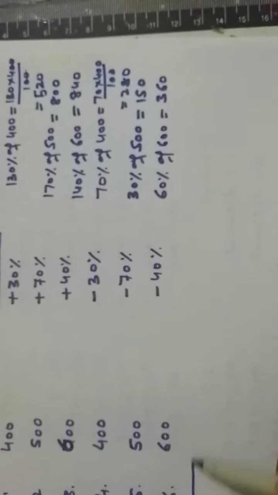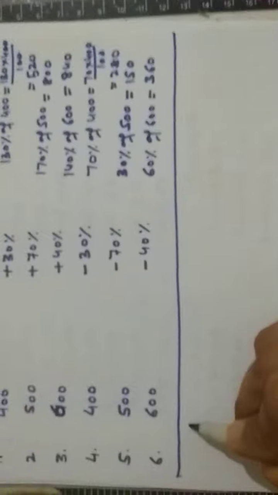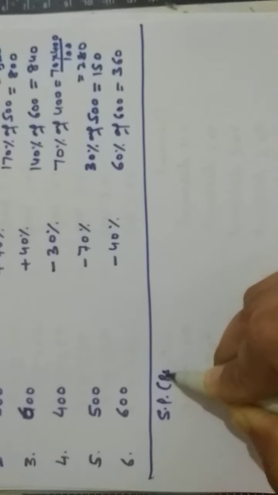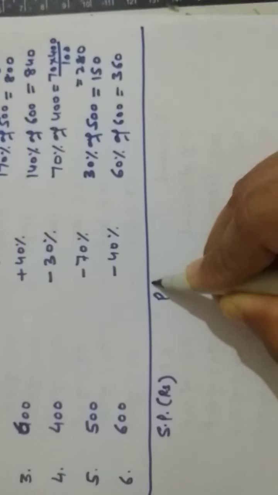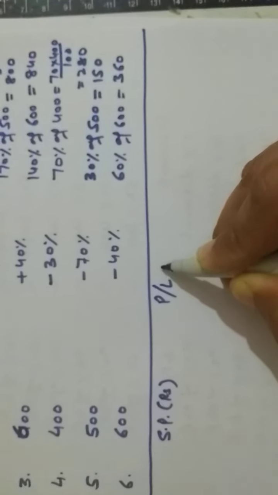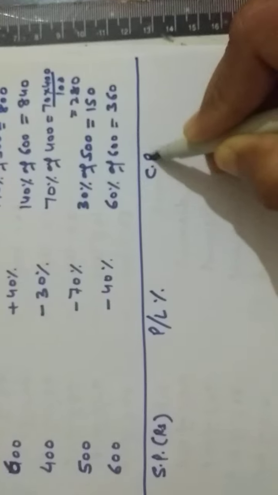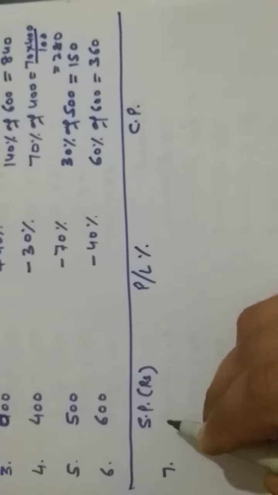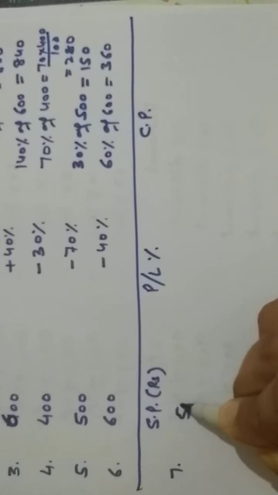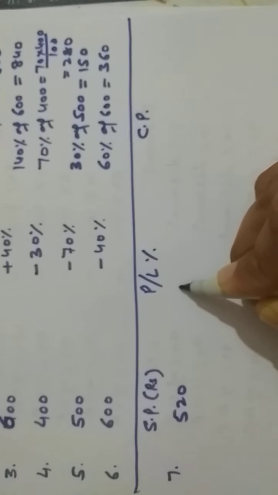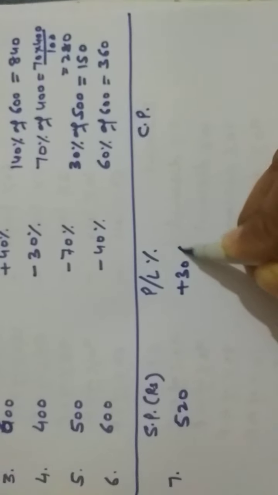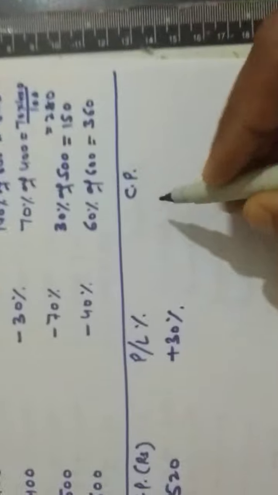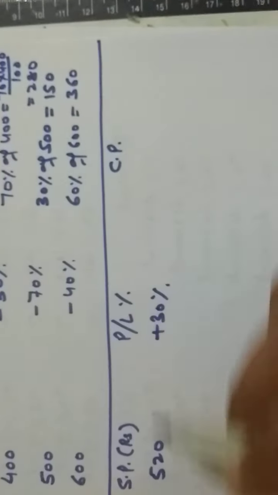In the next case we take selling price in terms of rupees, the profit or loss percent is given, and we have to calculate the cost price. For example, if selling price is 520 rupees, profit is 30%, and we have to find cost price. So how do we calculate the cost price?